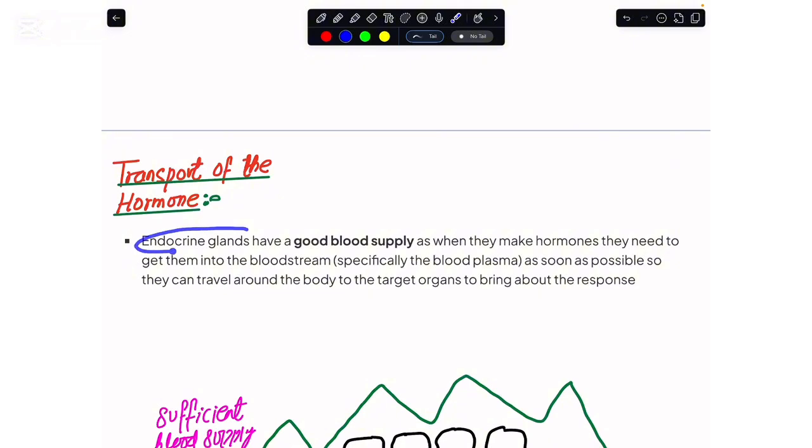All of the endocrine glands that we have have a very good blood supply. And in the blood we know there is the blood plasma. So these endocrine glands make the hormones, and they simply take them into the blood plasma. And we know that the blood plasma keeps on moving throughout the body. So ultimately, it would go toward the target organ.